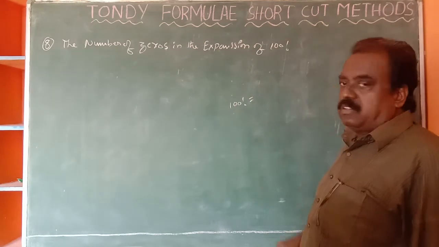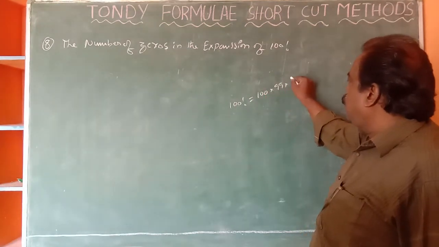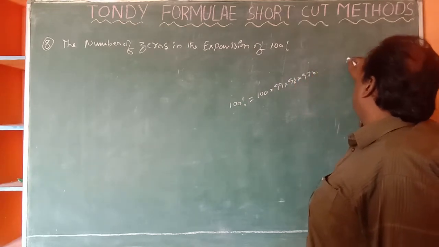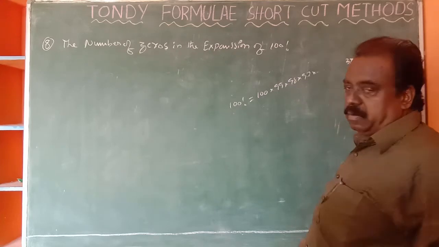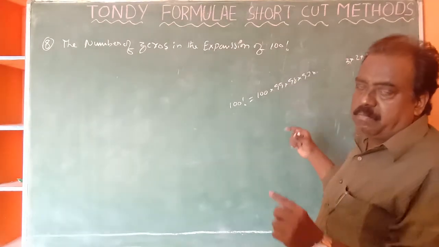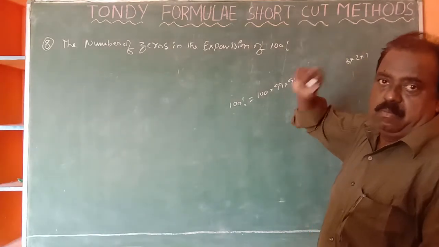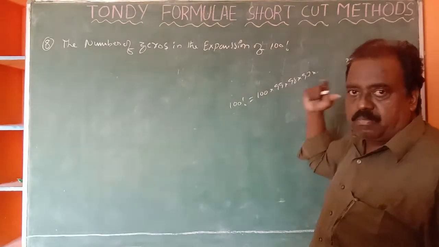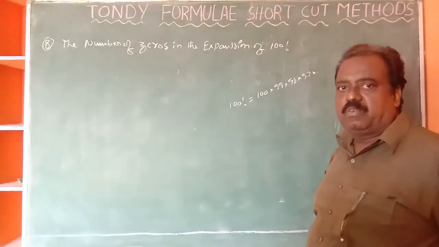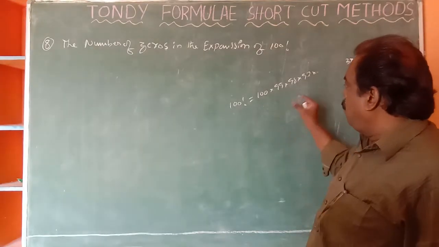100 factorials means it is 100 into 99 into 98 into 97 into and so on up to 3 into 2 into 1. It is a very big, very large number, having nearly more than 120, 125 digits. In that large number, how many zeros are there?